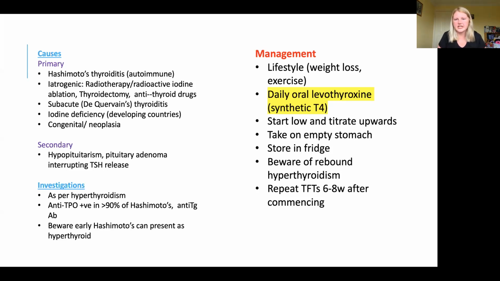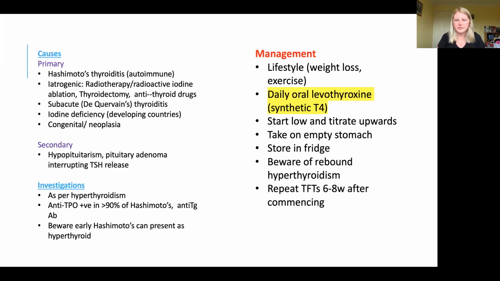In terms of investigations, again, with the antibodies, we can look at anti-TPO, which is the presentation of particularly Hashimoto's and thyroiditis can change over time. So sometimes they present initially as hyper and then become hypothyroid. In terms of hypothyroidism, replacing with levothyroxine, which is synthetic T4, is important.